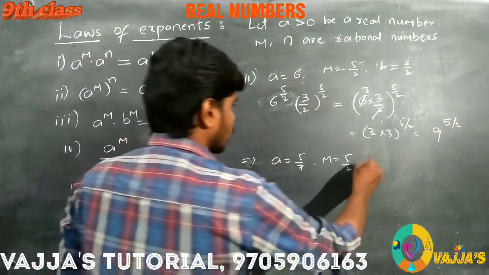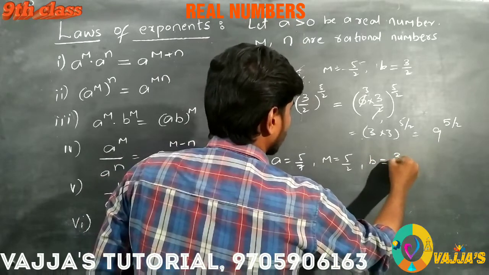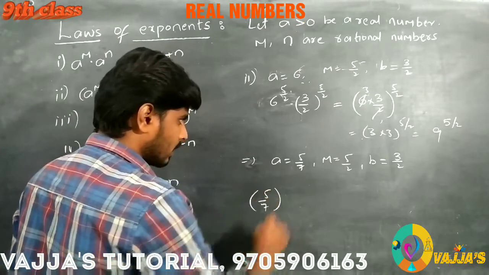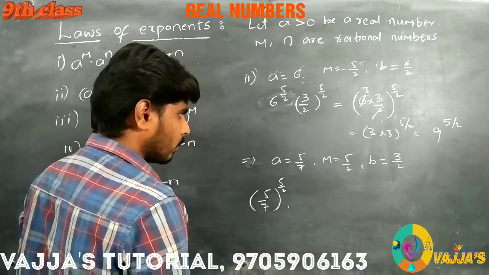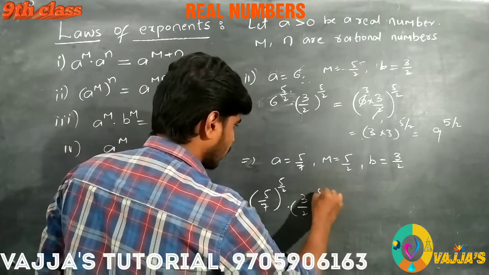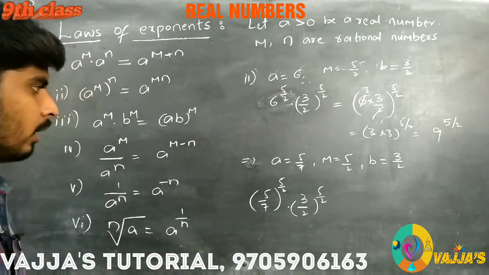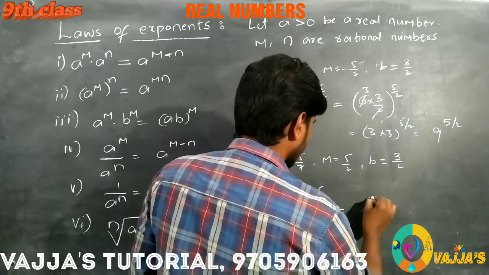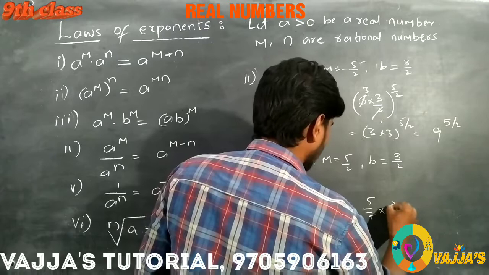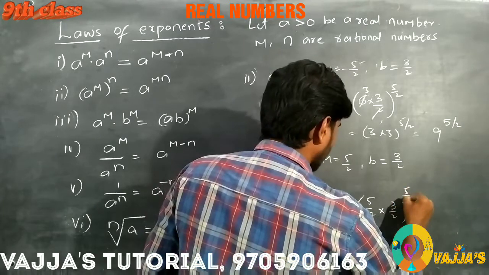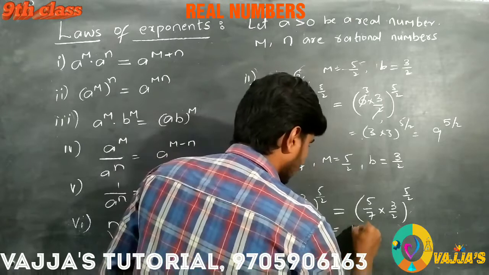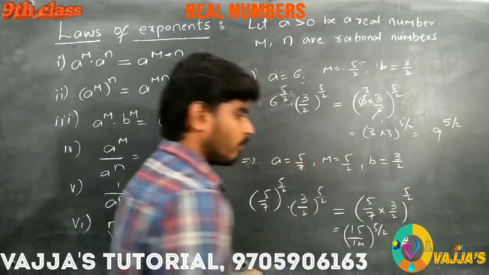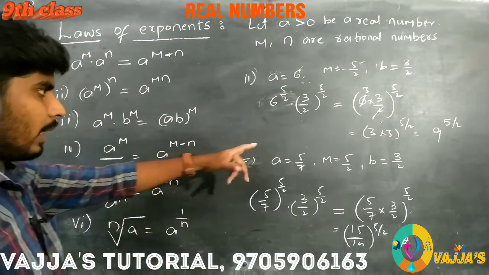Take here also b equals 3 by 2. So we have 5 by 7 whole power 5 by 2 and 3 by 2 whole power 5 by 2. Here the powers are the same, so we can write 5 by 7 into 3 by 2 whole power 5 by 2, nothing but 15 by 14 power 5 by 2 is the answer here. We can simplify like this.